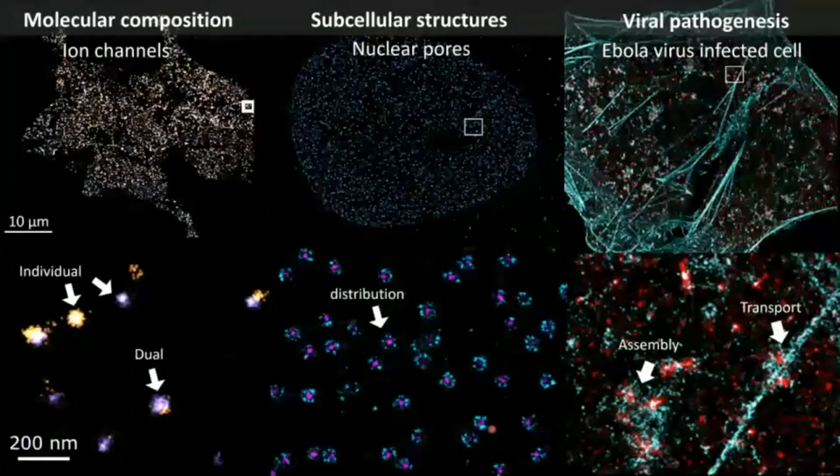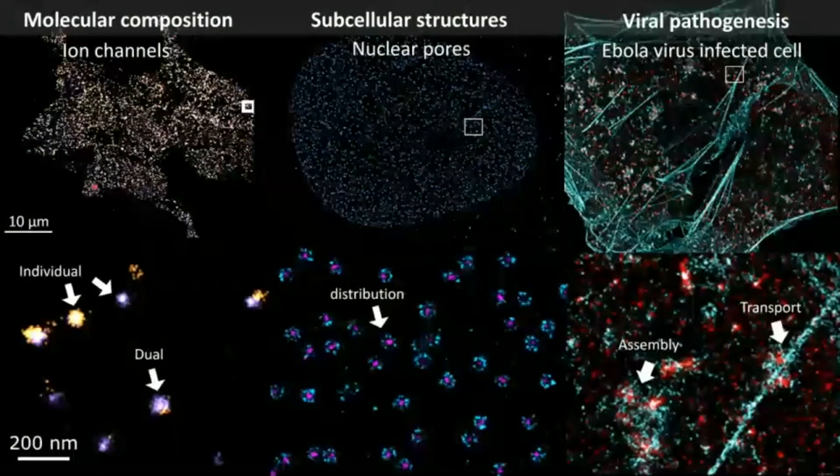Other important ways to use super resolution microscopy include analyzing the molecular composition of subcellular structures. Take here, for example, ion channels. If we zoom in on these ion channels with super resolution microscopy, we can start to see the composition of these ion channels. Some of them are labeled with one type of protein, and some of them are labeled with two types of proteins.